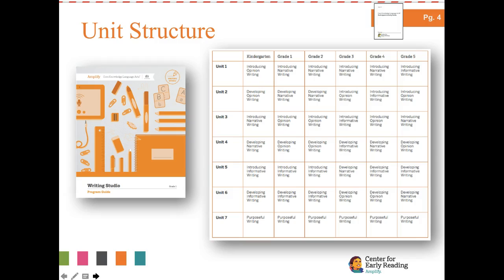Another handy chart found in your program guide is this unit structure document. This shows at a glance what writing types will be the focus of each of your Writing Studio units. We will look at this more closely in a moment.